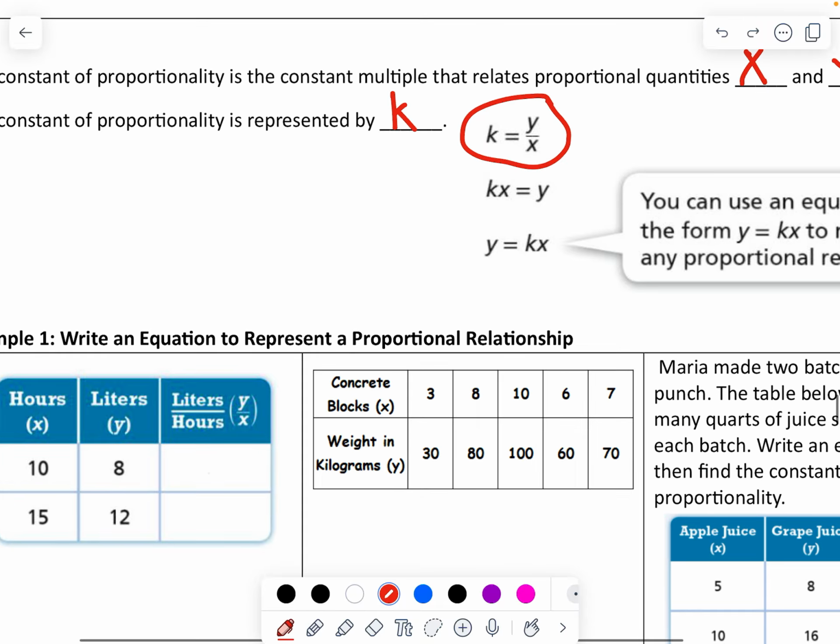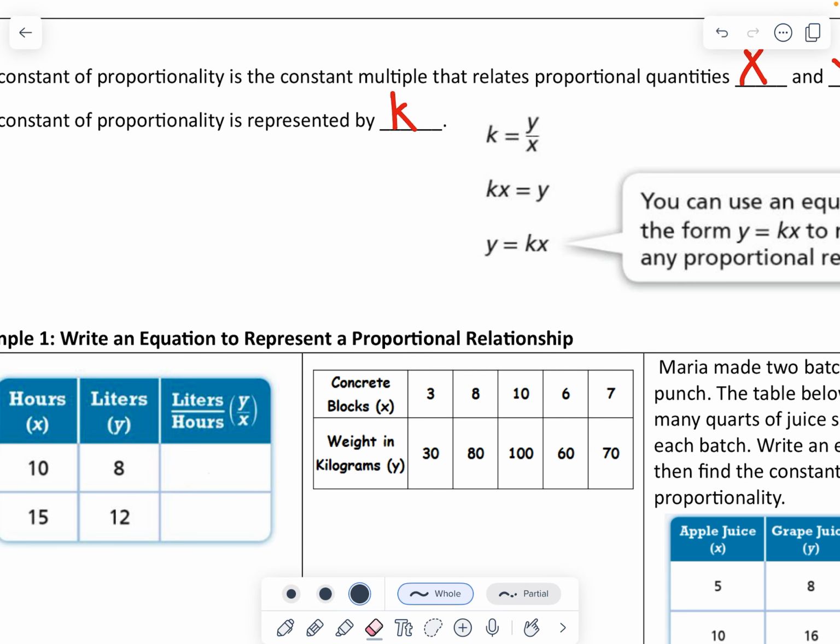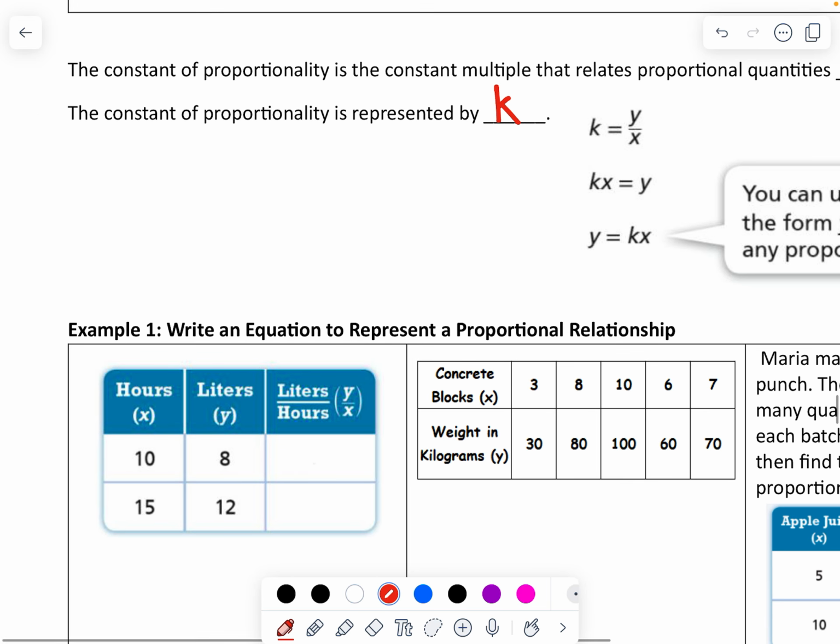One thing I want to make sure you know: if you have something that looks like this, you want to change it so that the y is by itself like that. We are going to have y equals kx on all of these. It's going to take a little bit to get the hang of this, so do not freak out. But if we had, let's say, 6y equals 2x, we need to get the y by itself.